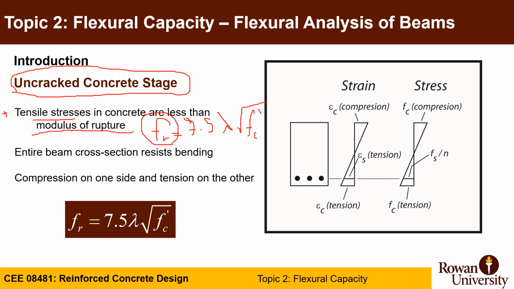The entire beam cross section resists the bending, because we have the assumption that we don't have cracks, with compression on one side and tension on the other side, and the entire cross section, as we mentioned, is resisting the moment. And as you can see here, the modulus of rupture equation for ACI is f_r equal to 7.5 lambda square root of f'c.